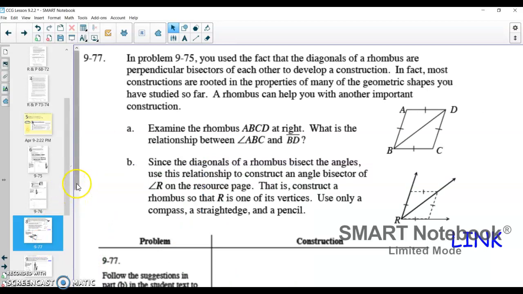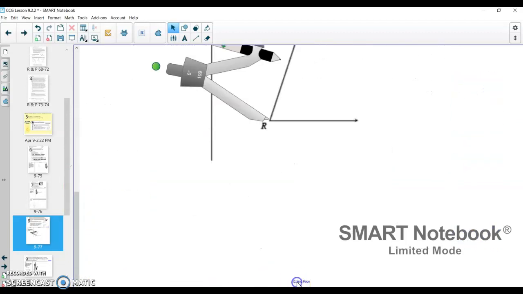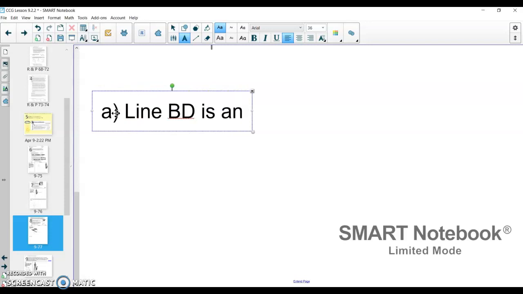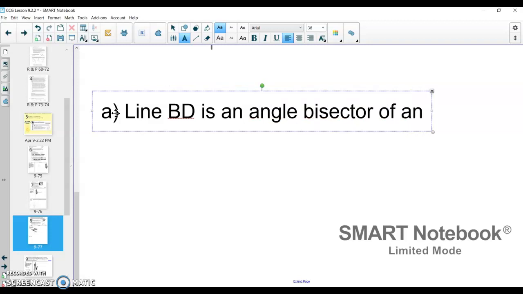Okay, so first, examine this shape ABCD. What is the relationship between angle ABC and BD? That angle is getting bisected. And so that line BD is an angle bisector. That's what I'm going to say down here for A. For some more room, I'll put it in a text box here, that line BD is an angle bisector of angle ABC.